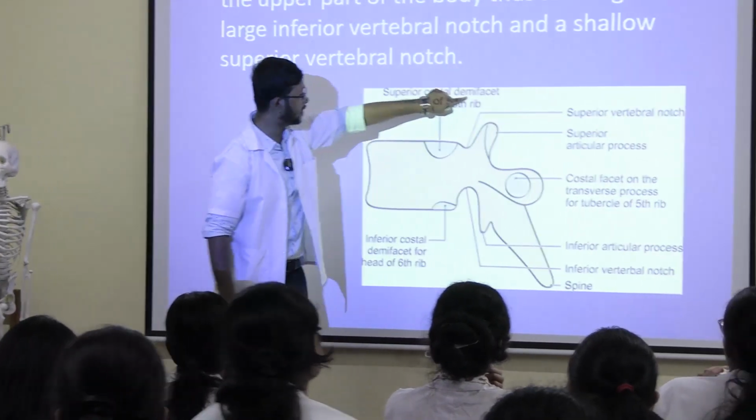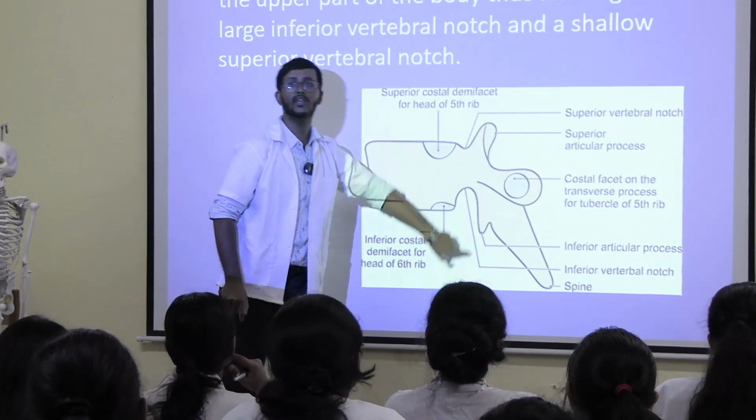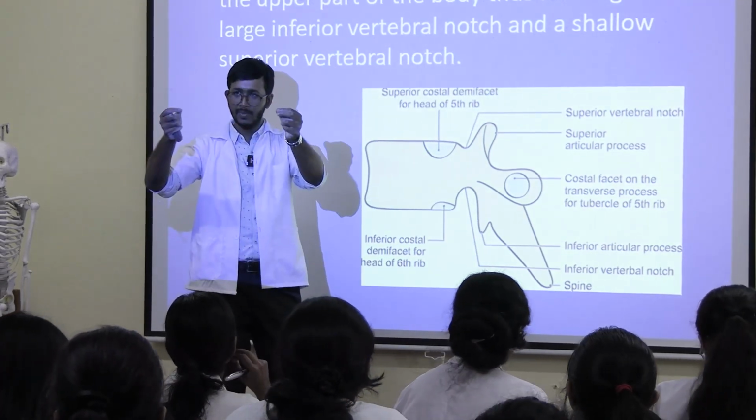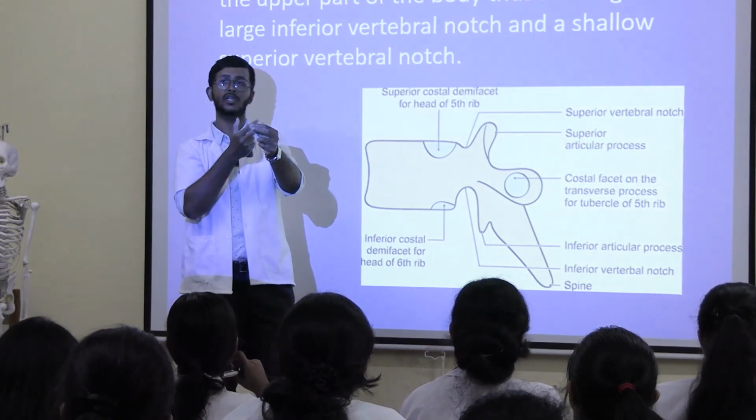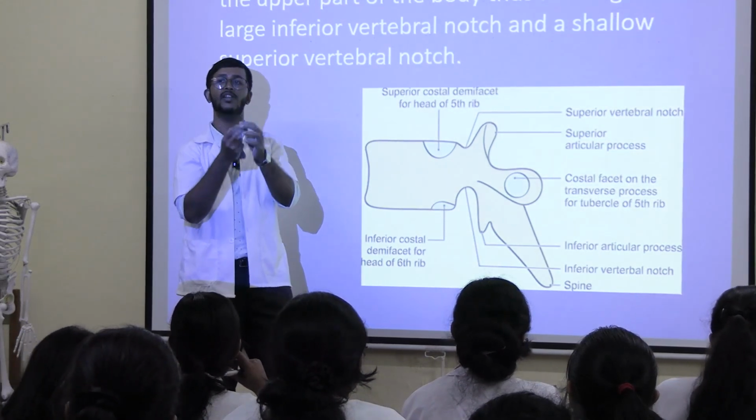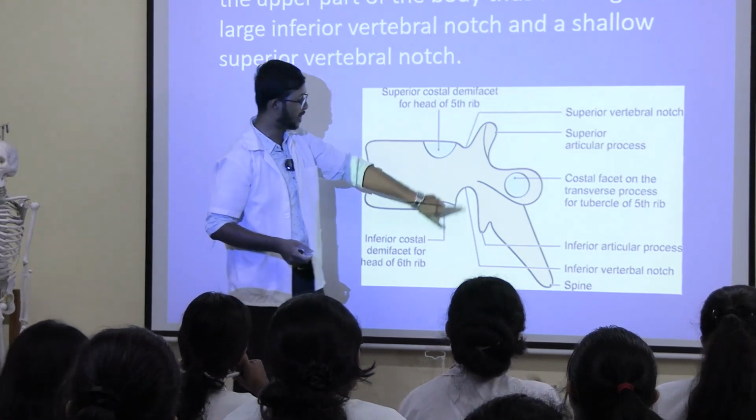Through the vertebral column, the spinal cord passes. From the spinal cord we get spinal nerves. Each one of the spinal nerves has an anterior division and a posterior division. So the dorsal and ventral rami come out through these spinal nerves.